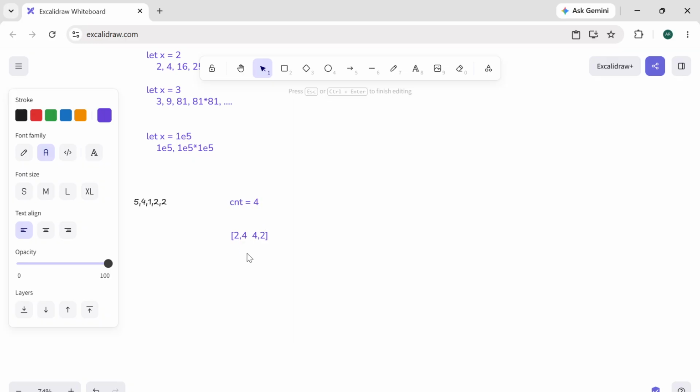You always want any element's frequency to be 2. Why? Because one should be on the increasing path and another on the decreasing path. So you want both of them. But if you have only 1, that is your peak point. I hope it is clear, right?